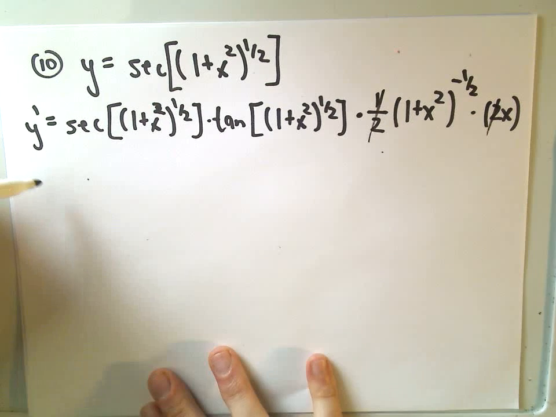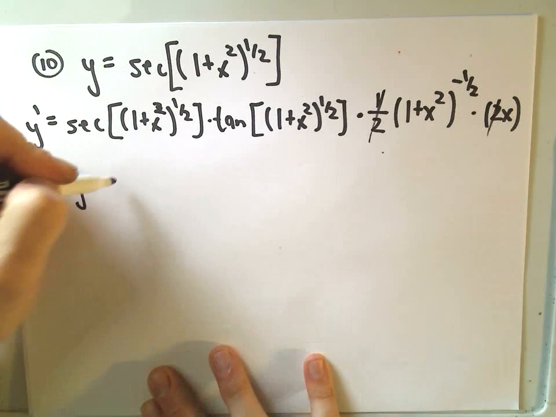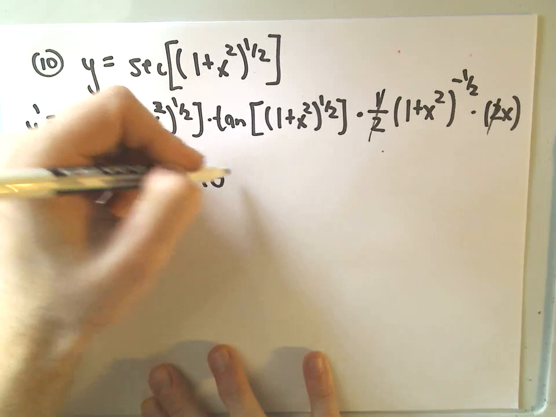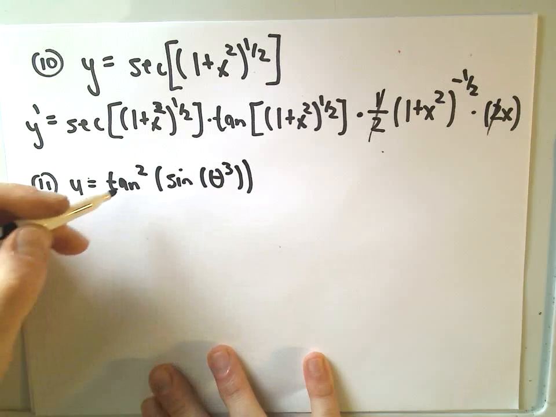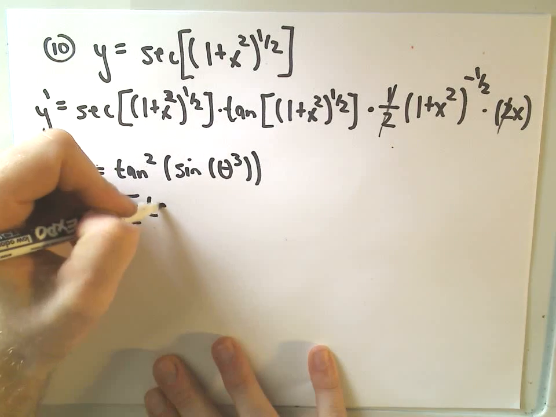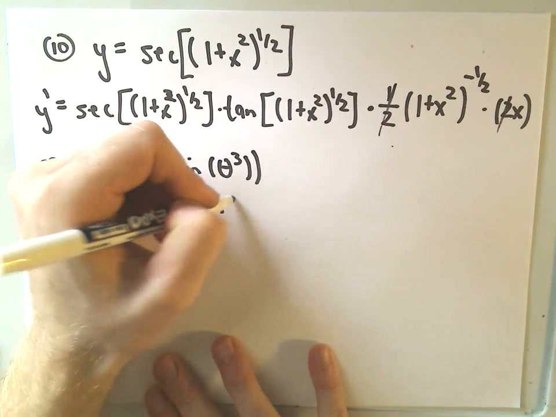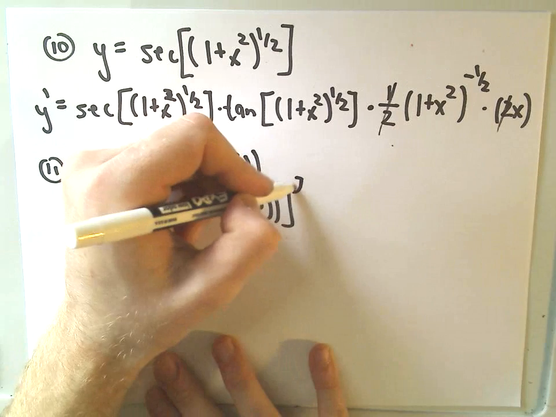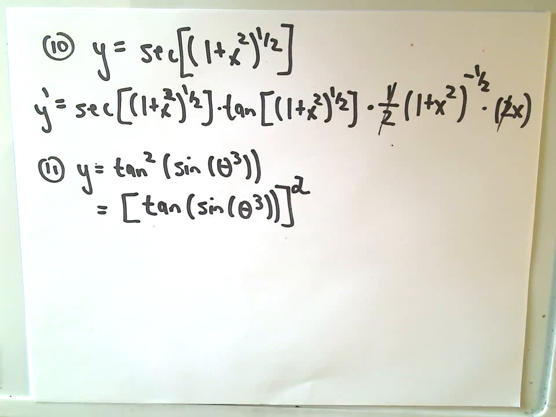Alright, so number 11, we had y equals tangent squared of sine of theta cubed. Again, I'm going to rewrite this. This tangent squared means the same thing as tangent of sine of theta cubed, all of that being squared. Okay, so almost all the time I like to rewrite these things just to really see what's on the outside and what's on the inside. It's easy for me to make a mistake when I do the chain rule, I think.